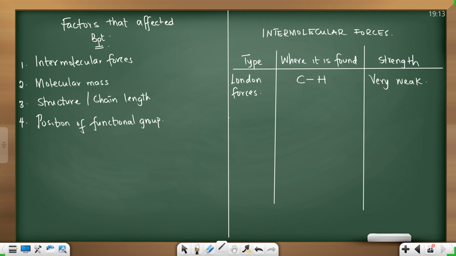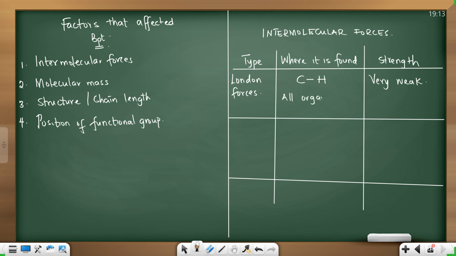And do you notice, once I say between carbon and hydrogen, where do you think we are going to find those compounds? It is found in all organic compounds. From alkanes to alcohols to aldehydes to carboxylic acids, every organic compound has C to H. So all organic compounds have London forces.